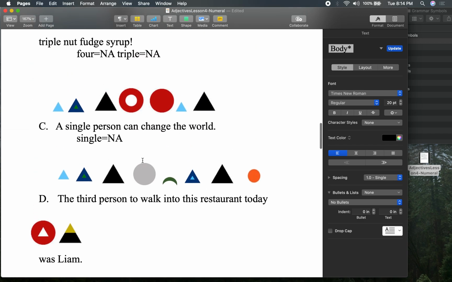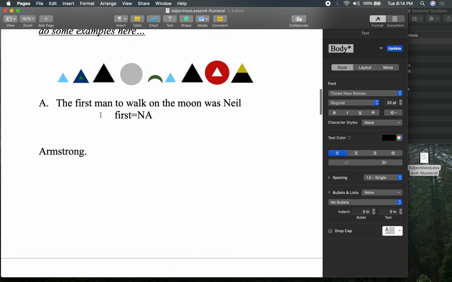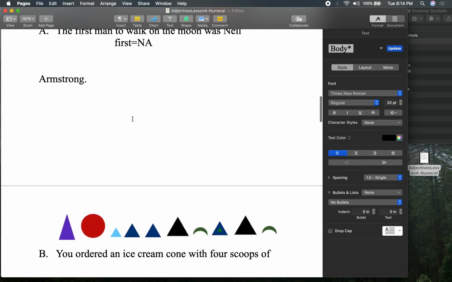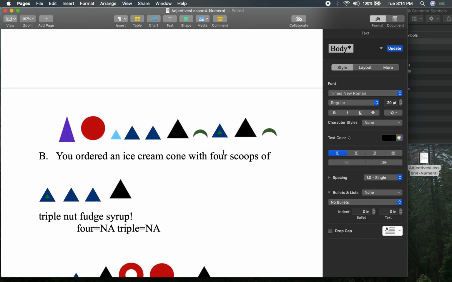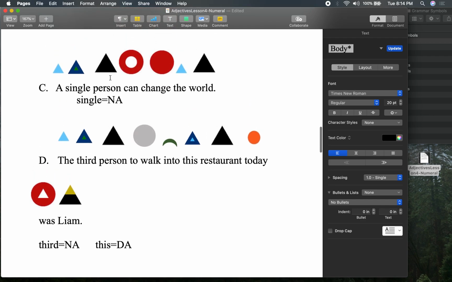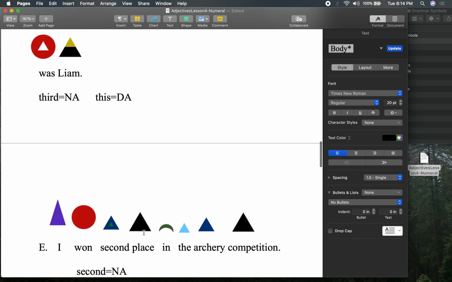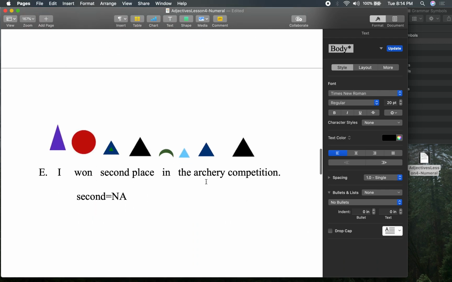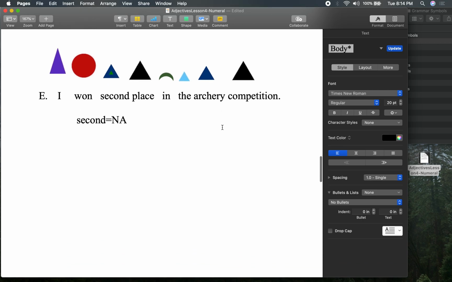Let's go double check our work. So first, numeral. Four, numeral. Triple, numeral. Single, numeral. Third, numeral. This, descriptive. Second, numeral. We're not doing descriptive adjectives. Okay, so there is that.